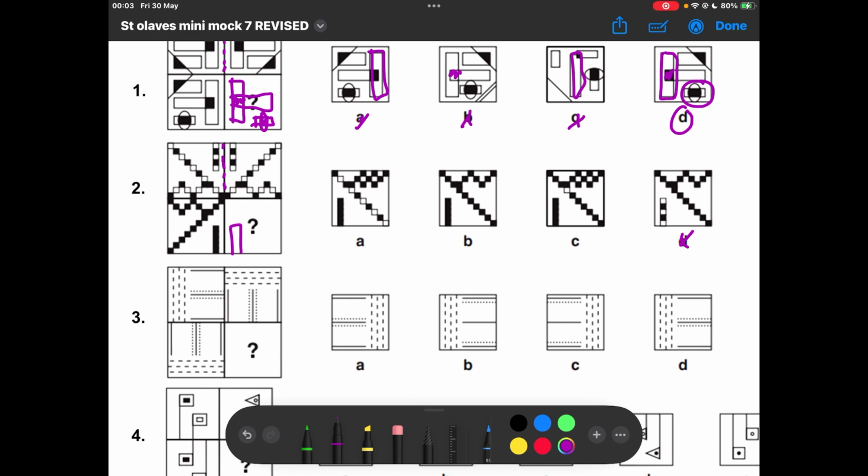Then just looking at the rest of it. There's no white squares in the bottom left one. So we can rule out A, and we can rule out C, leaving us with the answer, which is B.